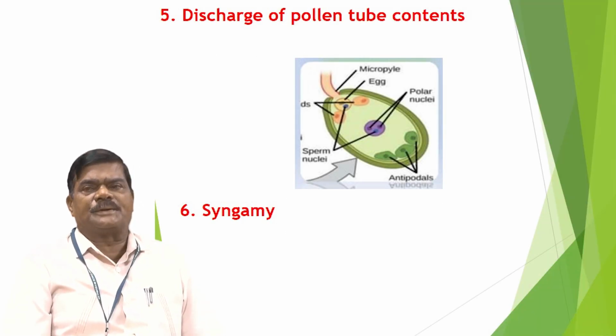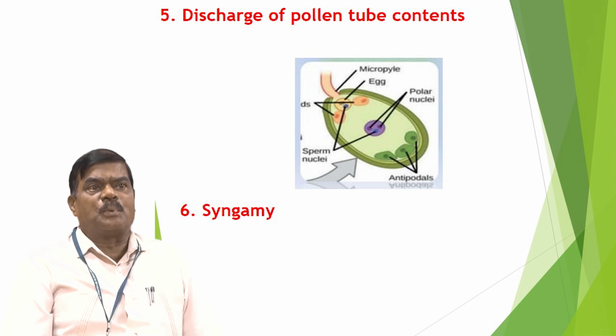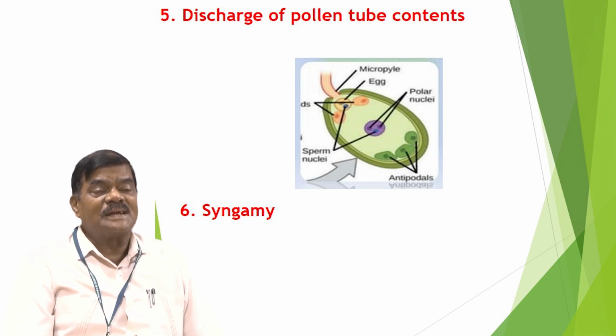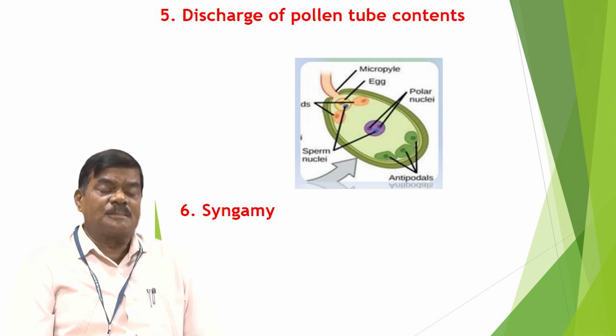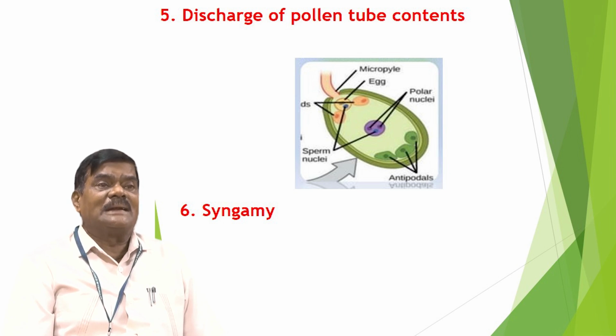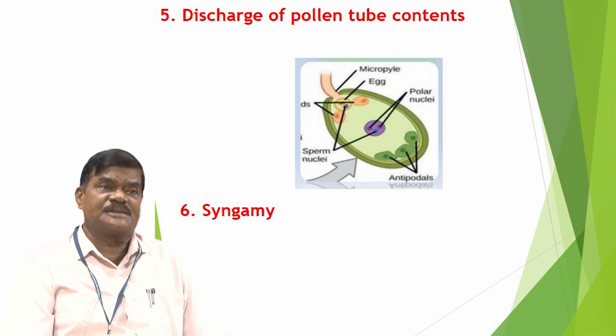Discharge of the pollen tube contents. As soon as the pollen tube enters into the embryo sac, the tip of the pollen tube bursts, breaks open, and releases the vegetative nucleus and two male gametes. The vegetative nucleus gradually disintegrates and disappears inside the embryo sac. The remaining two male nuclei are one larger male gamete and another smaller male gamete. In the larger male gamete, fewer mitochondria are present. In the smaller male gamete, a greater number of mitochondria are present.